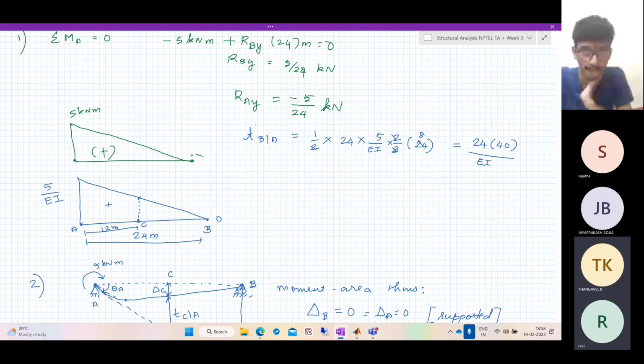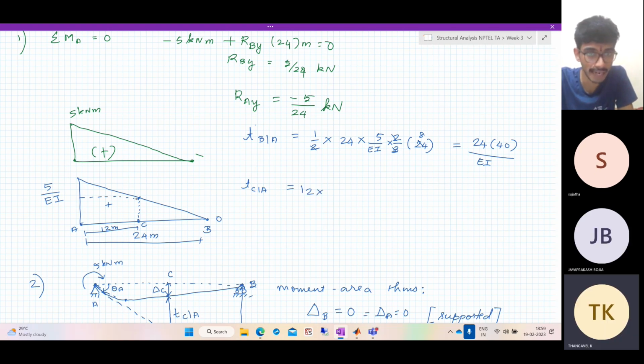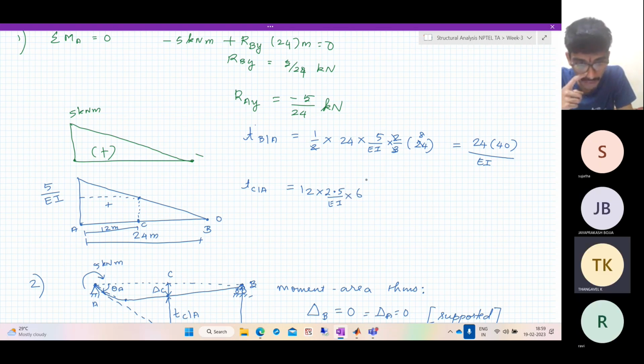And what is the deflection at A? So for this you have a rectangle and a triangle, so split it up. For the rectangle part, it is direct. The total area is 12 into the height, which is mid height, so 2.5 by EI. And where does it act? It acts at half distance into 6. Okay, and it's a positive moment, so this is also a positive sign.